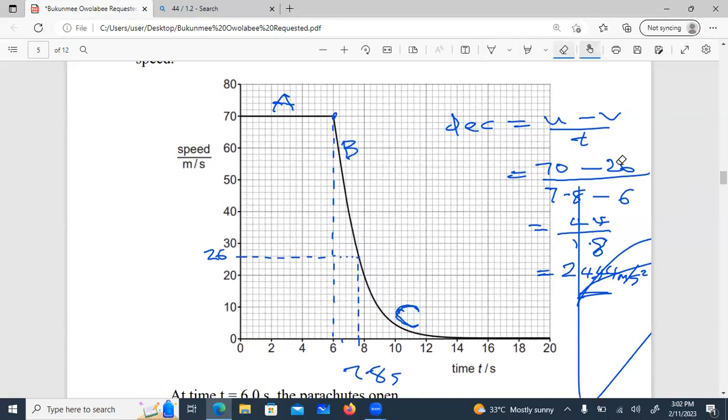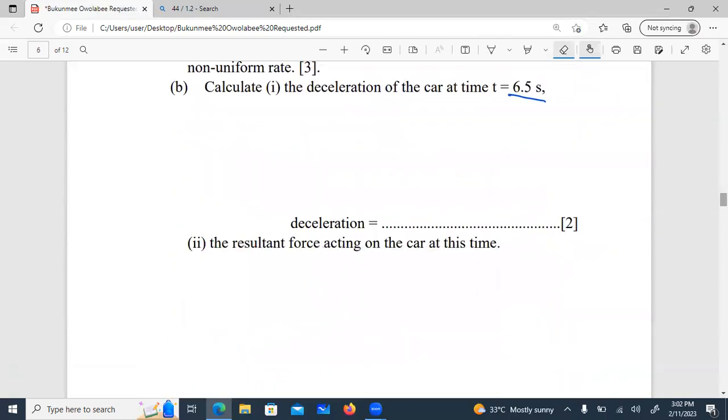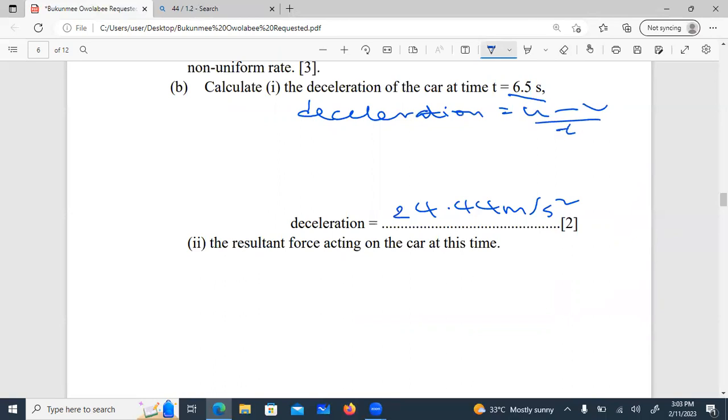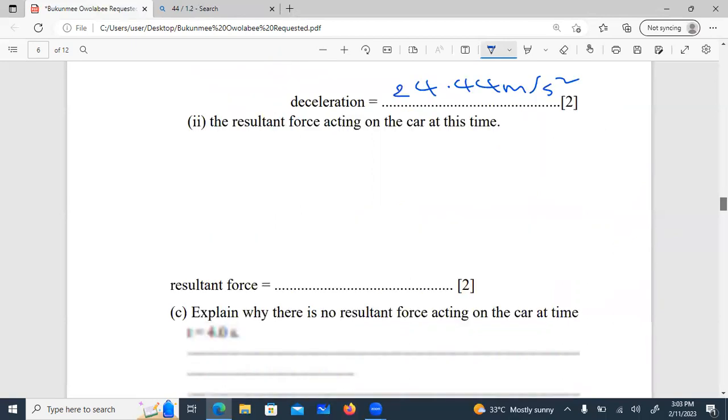Let us check if there's another question we need to solve. Yeah, so all of this calculation should be here. Okay, good. So our deceleration should be solved here. We're supposed to put this deceleration calculation here: u minus v over t, and that is 70 minus 26 over 7.8 minus 6. And that will give you 44 divided by 1.8.